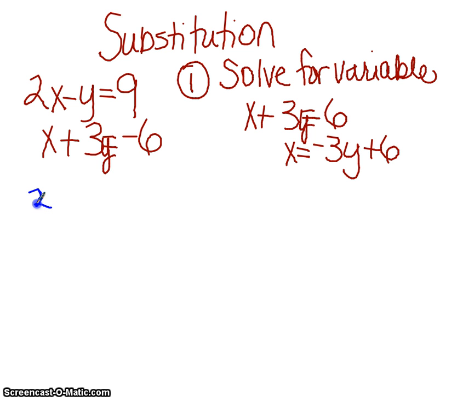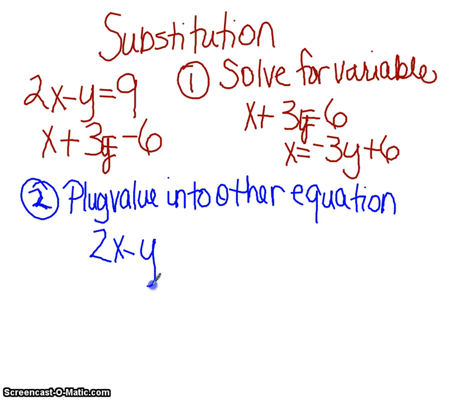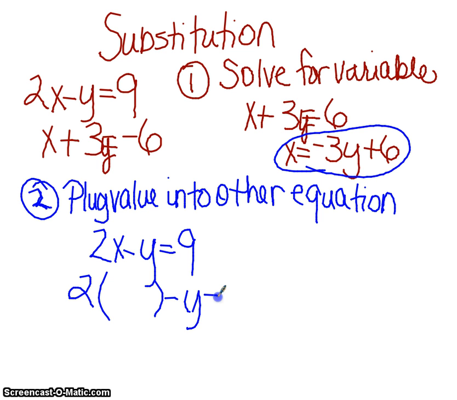Now we're going to move on to step 2. Step 2 is plug that value that you just got into the other equation. So we're going to go get the other equation that we did not use, which is 2x minus y equals 9. And I'm going to plug this value in for x. So where I have my x, I'm going to put parentheses because I'm going to plug that value in, correct?